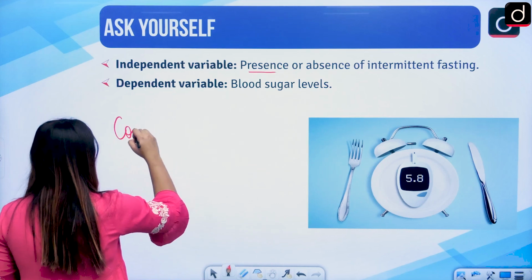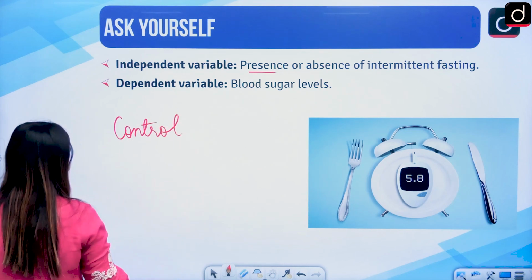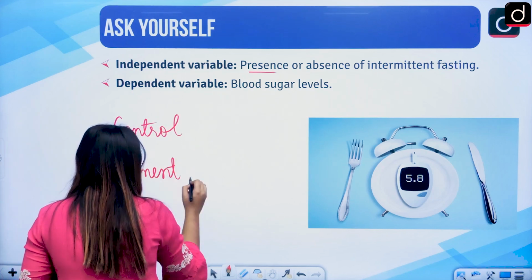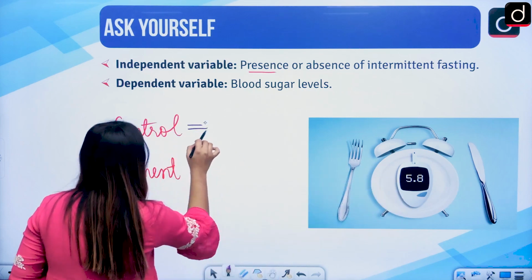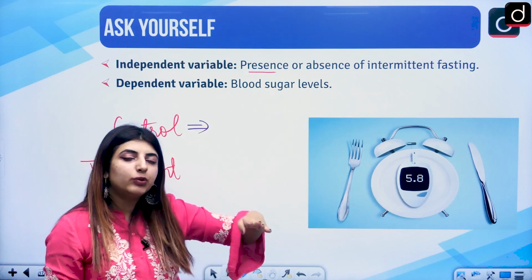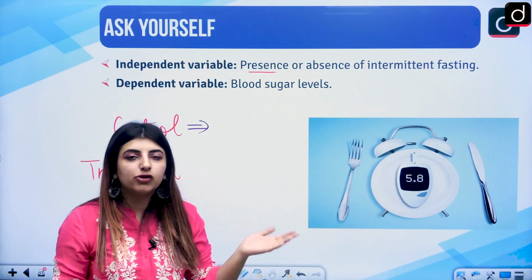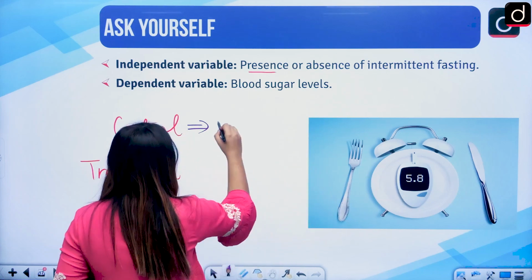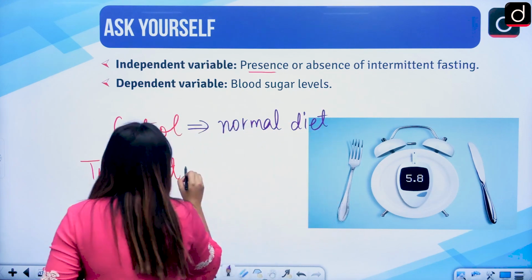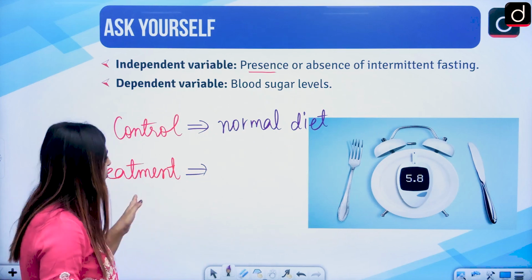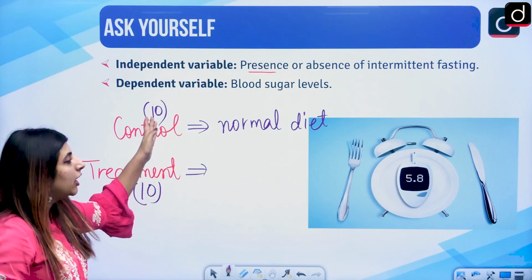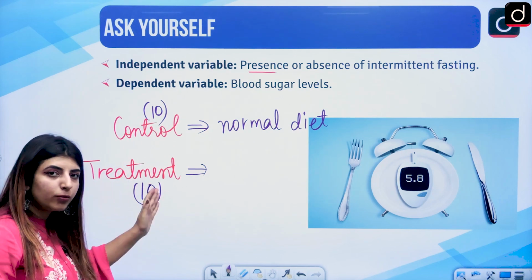So, you can try to observe two groups here, the control group, right, and the treatment group. Control group now is something which will face no changes, which will just work according as they are working right now. So they will continue with their normal diet. But here, in the treatment group, let's just say 10 people are here in the treatment group and 10 people are there in the control group. Both are different types of groups in an experiment.